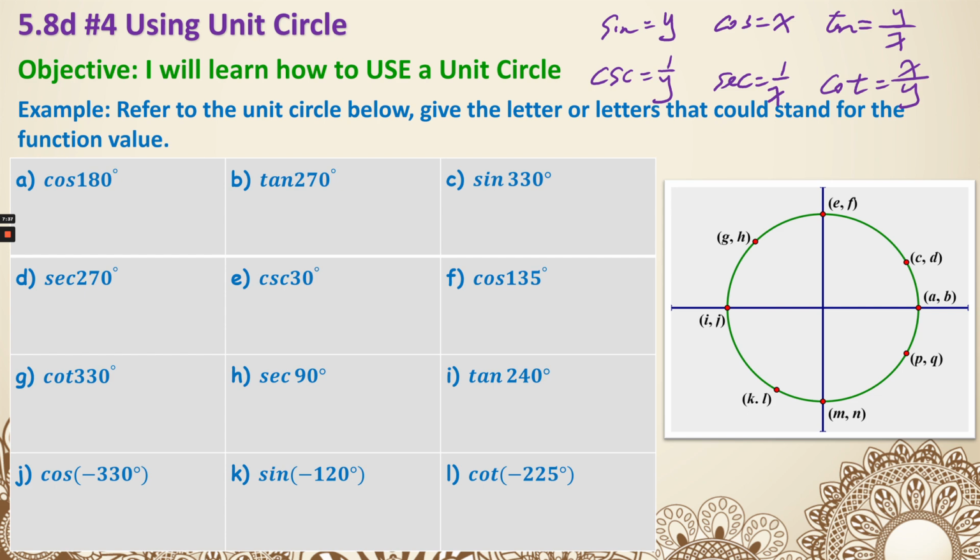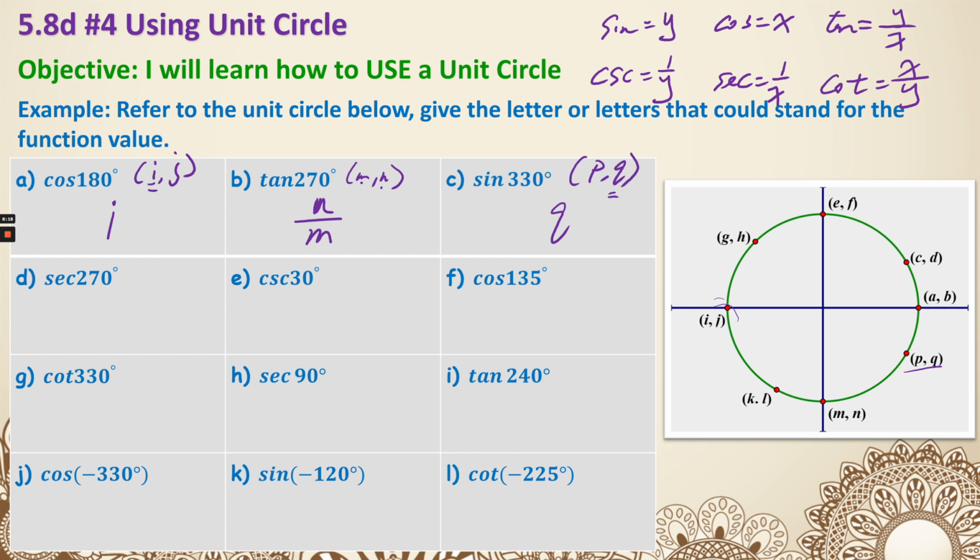So A, cosine 180 degrees. 180 degrees right here is actually using the point I, J. But cosine is just the x, so that would just be I. Next, tangent 270. 270 right there is M, N. And tangent will be y over x. My y is N, my x is M, so it's just going to be N over M. Next, sine 330 degrees, inside the fourth quadrant, closer to the 360, so it has to be the point P, comma Q. And for sine, it is the y value, so it's just going to be Q.